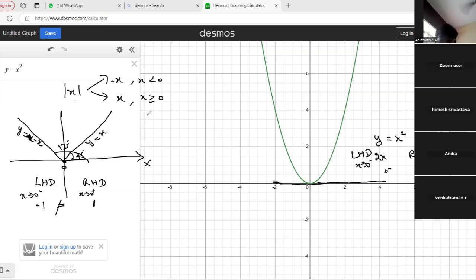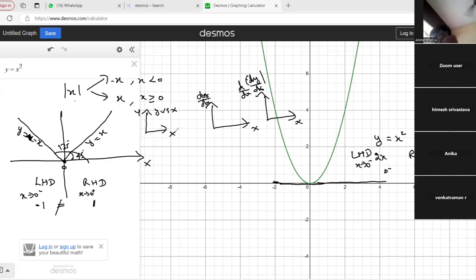So I said, the first graph is between y versus x. The second graph is between dy by dx versus x. The third graph is the change of dy by dx with respect to x. That is only the f double dash graph. What happens to the slope? Whether the slope is increasing or decreasing with respect to the previous slope.